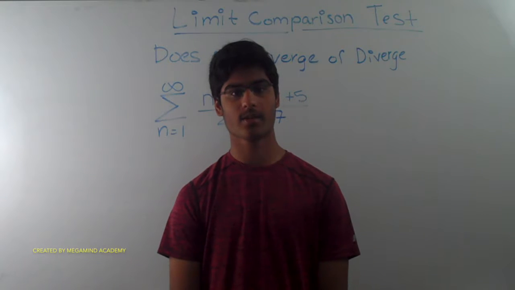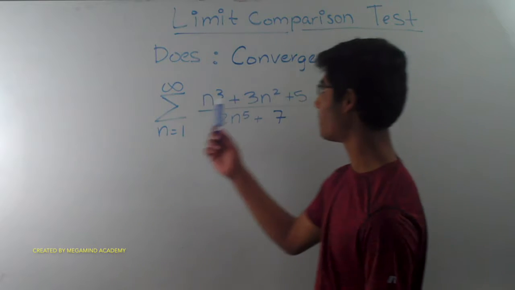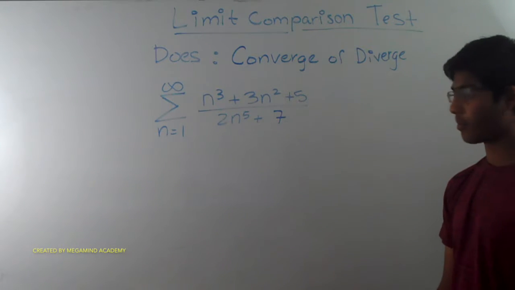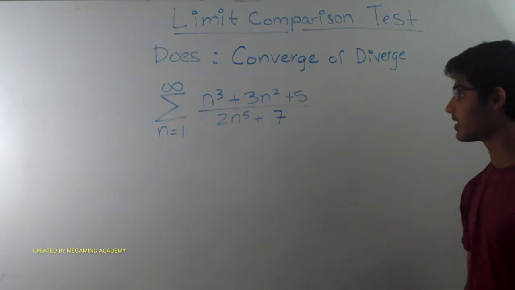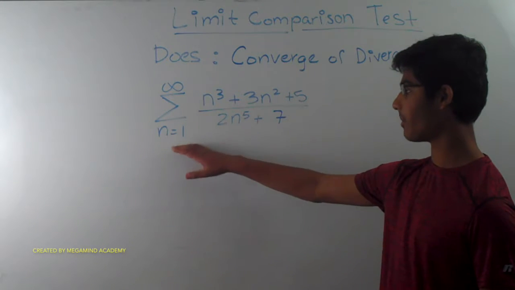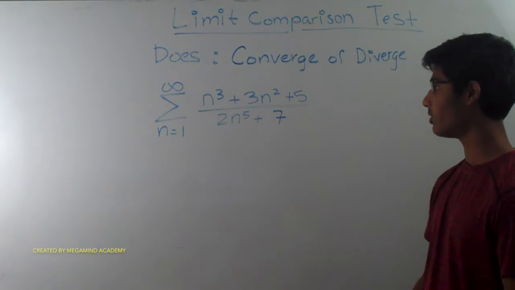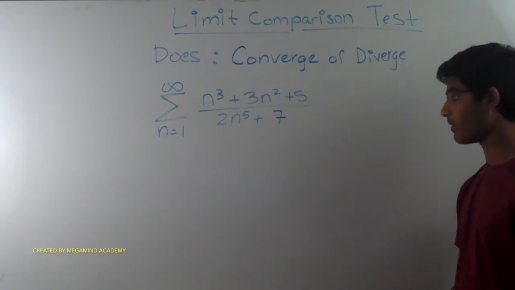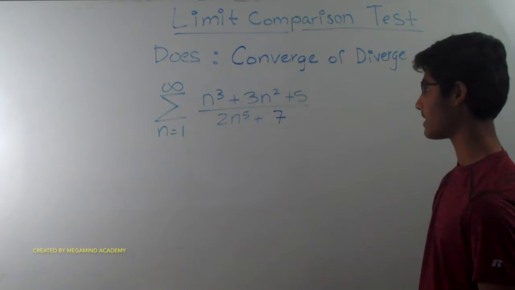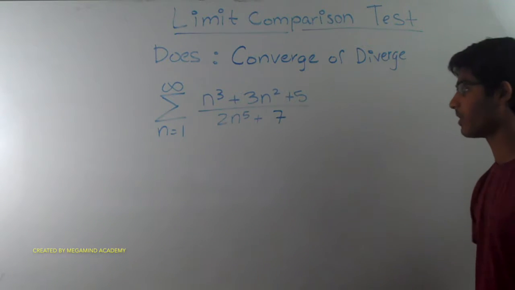Hi! Today we're going to learn about the limit comparison test. Let's say we have a problem like this. Does the series from n equals 1 to infinity of n cubed plus 3n squared plus 5 all over 2 times n to the 5th power plus 7 converge or diverge?